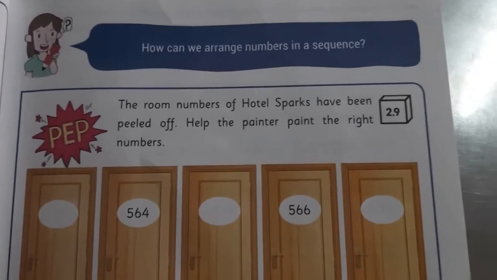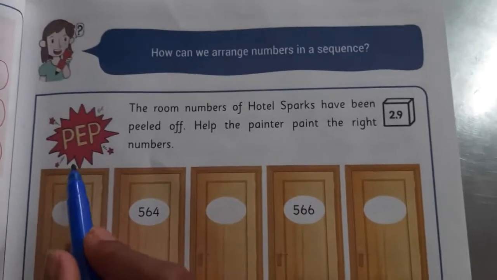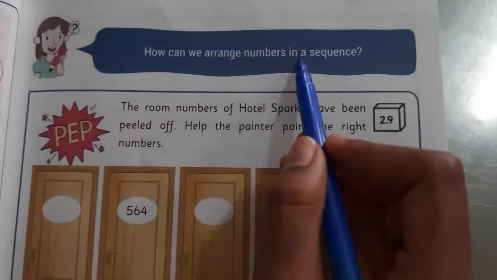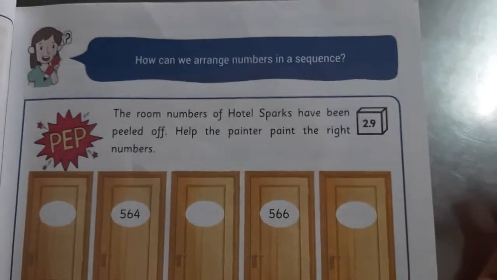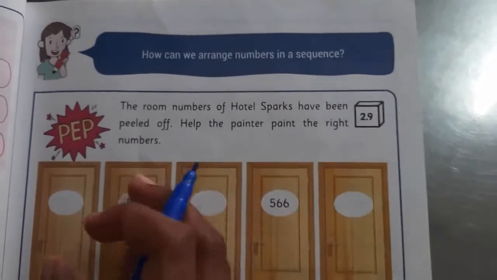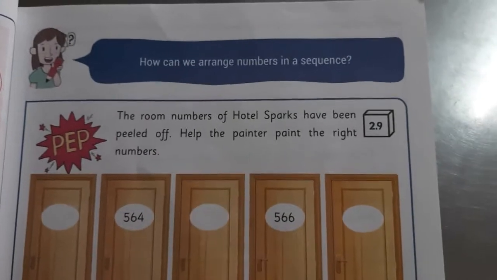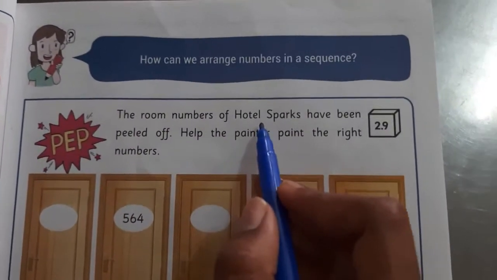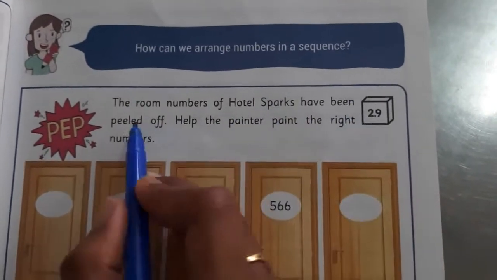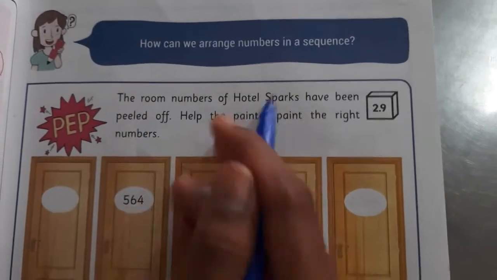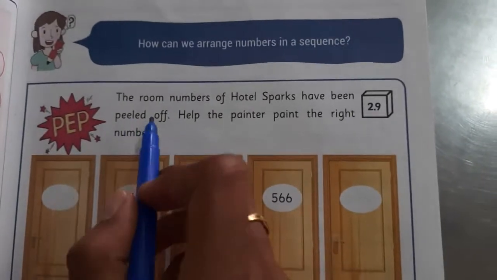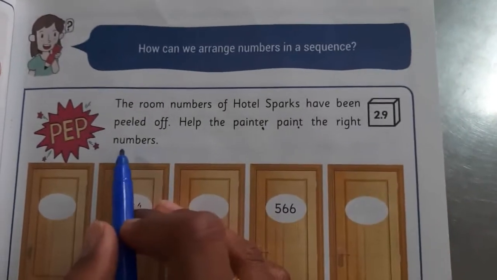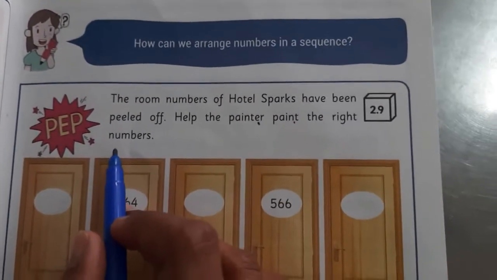Before we see the topic, we have to see the PEP activity. See here, they have given a key question. How can we arrange the numbers in sequence? We have to use the order. See that PEP activity: the room numbers of the hostel have been peeled off. Peeled means it is removed, it is torn off. So help the painter write the right number, I mean the correct number.